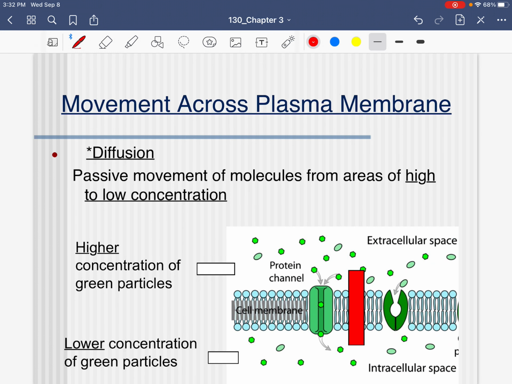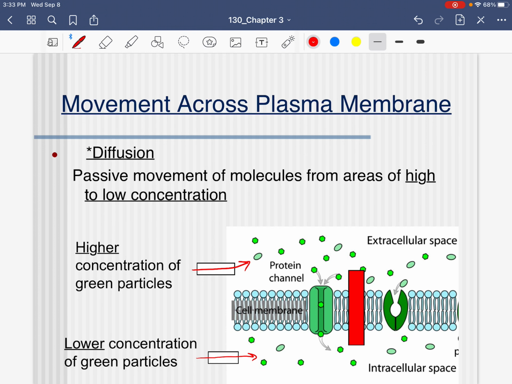Okay. And I apologize, when I move things to my iPad, sometimes the arrows and things don't work. So for example, this is supposed to point to an area of higher concentration. This is supposed to point to an area of lower concentration. The arrows don't show up.